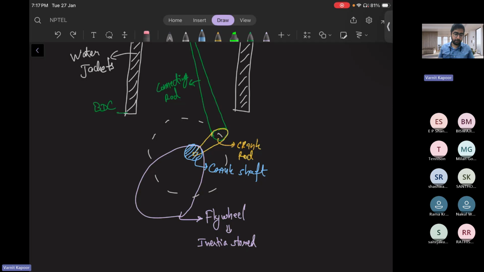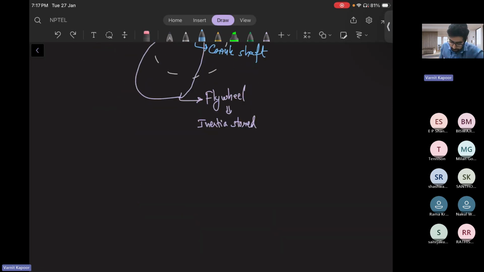Okay, so let me write here about the gudgeon pin, or you can say piston pin.